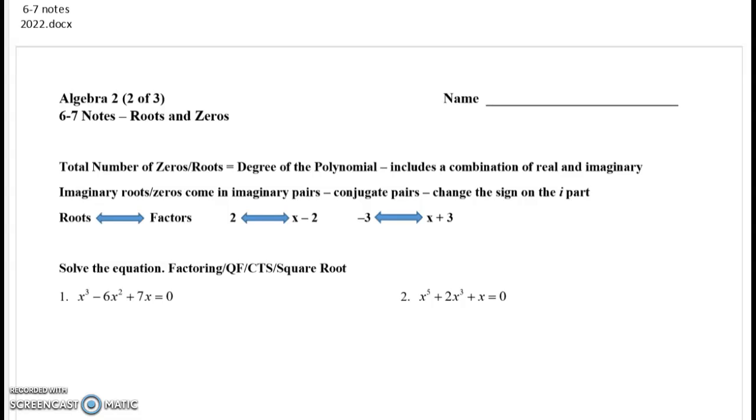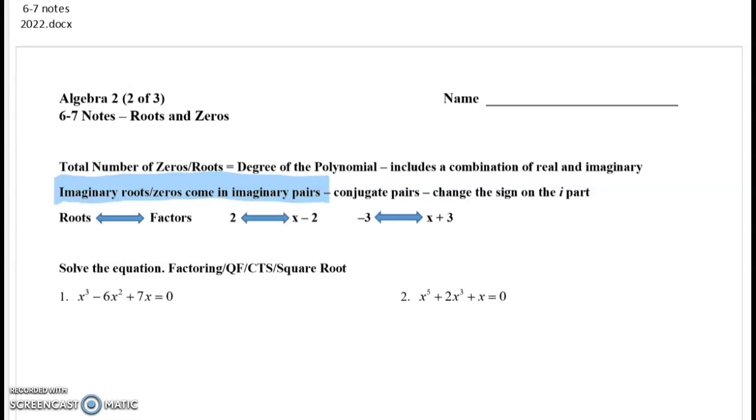Alright, my friends, so today we're going to do something we've been doing basically all of chapter 6, but we've got one extra step. So we already know our total number of zeros or roots is based on the degree of the polynomial. So this includes a combination of all of our real zeros and our imaginary zeros. Imaginary roots, this part's super important. So imaginary roots come in pairs. And we'll talk more about that on the back page. They come in conjugate pairs, so change the sign on the i part. We'll talk more about that once we get there.